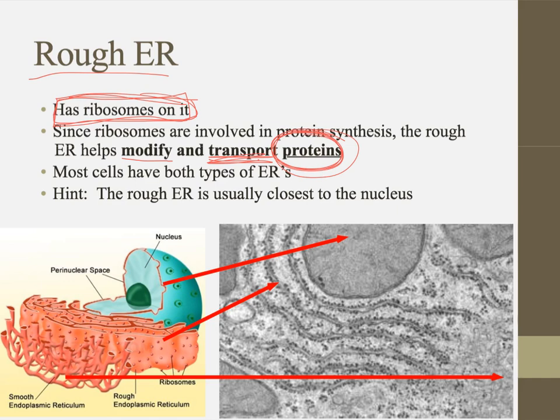How can I tell them apart in pictures or when I'm labeling them? The rough ER is usually closest to the nucleus. So it's usually going to work in a pattern like this, where we have the nucleus, then the rough ER is right next to it, and then the smooth ER would be maybe a little further away. Not always, but sometimes, just kind of a hint when we're looking at confusing pictures like this one.